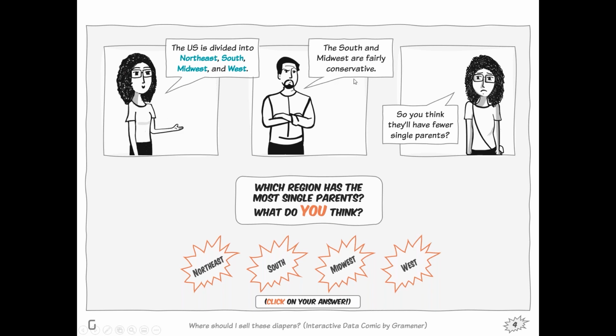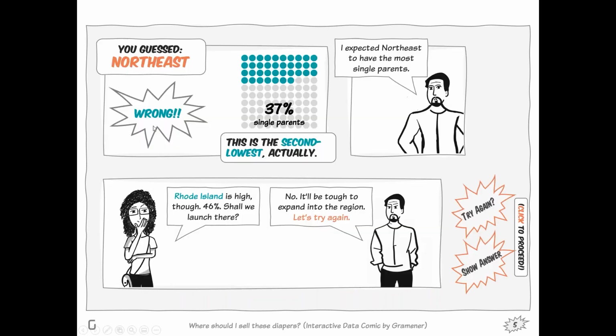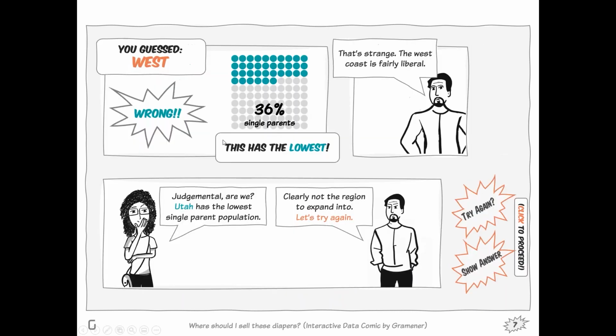They may say, for example, that the South and Midwest are fairly conservative. So in all likelihood, they probably won't have the most single parents. So maybe they'd guess Northeast, but then they'd find that that's actually wrong. It's the second lowest. And though Rhode Island is one of the states that has a relatively large percentage of single parents, it really doesn't make sense to launch there because it'll be tough to expand into the region. So let's try again. Okay, maybe it is the West. No, West in fact has the lowest percentage of single parents.